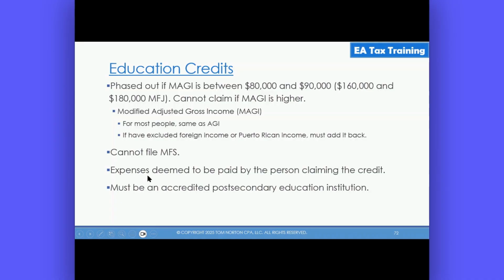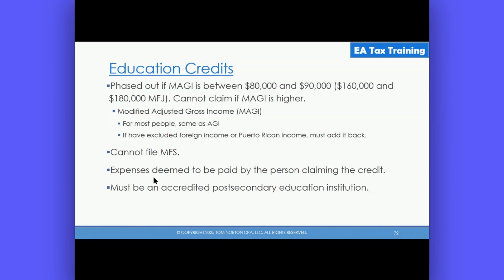The expenses will be deemed to be paid by the person claiming the credit. So remember, we said if the student could not be claimed as a dependent on anybody else's return, they could take the credit. But they don't actually have to have paid the expenses. So the parent may have paid the expenses, but the child is not claimed as a dependent on the parent's return. The child can still take the credit, even though they did not themselves pay the expenses.